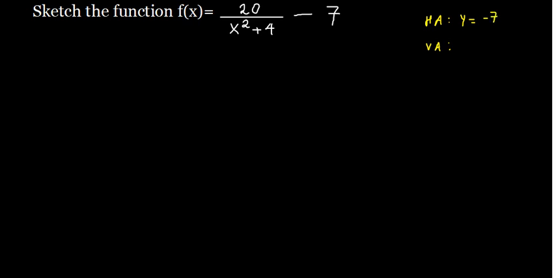And then for the vertical asymptote, we equate the denominator to 0. But if you equate this to 0, I'm not going to find the x value because it will give you a square root of a negative number, meaning that we don't have a vertical asymptote. So you can then go on and sketch the function.